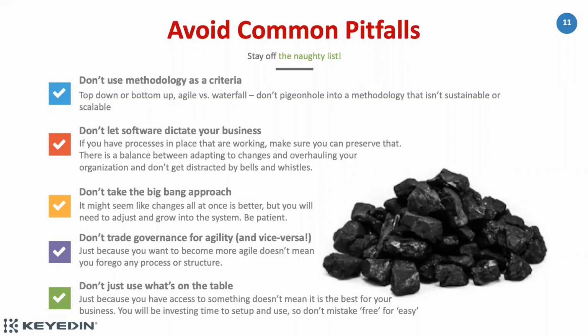Don't trade your governance for agility. Don't confuse one for the other. Just because you're considering going agile, that doesn't mean you throw out all governance. You need a healthy mix of both. And in the same way, don't over-engineer your processes. You have to find the right balance, and it's always important to understand your needs and where the balance point is. And then finally, no regifting.